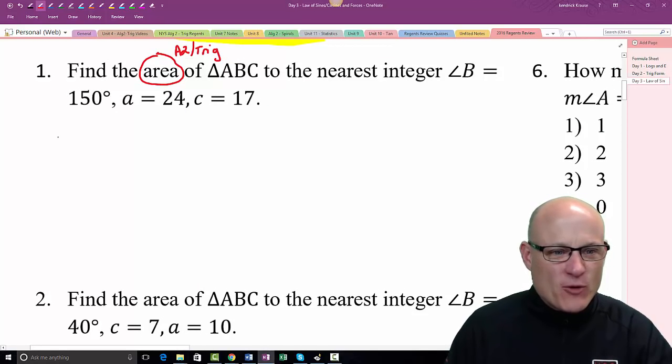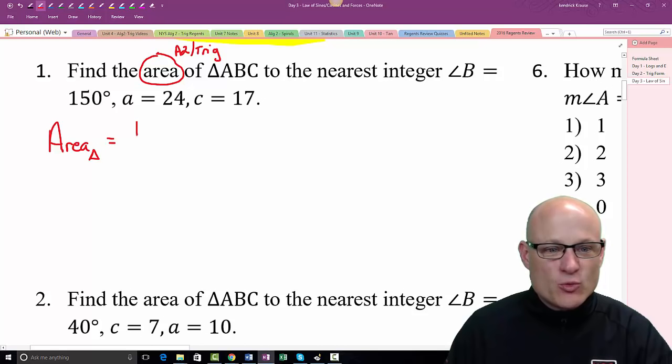All right, so we're going to use that formula. That formula is area. I don't like the word K, so I'm just going to write it out. Area of a triangle is equal to 1/2 A times B times the sine of C.